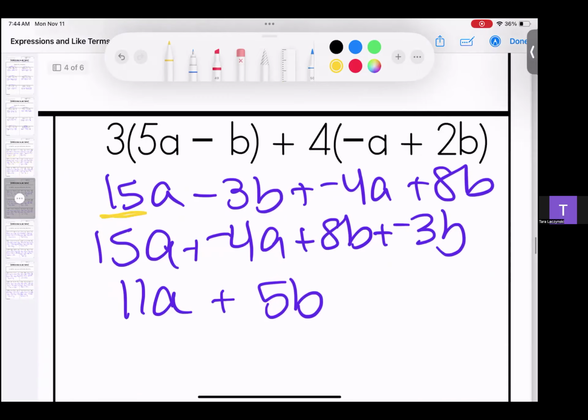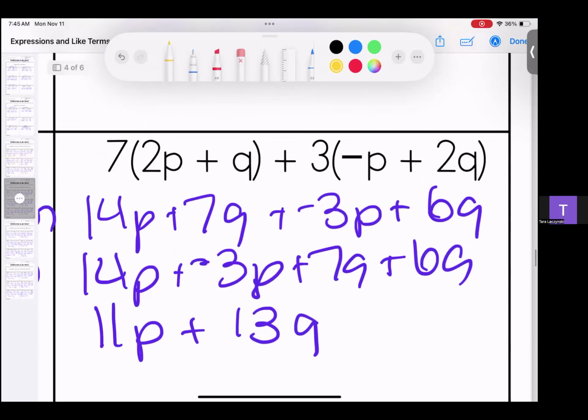3 times 5 is 15. 3 times 1 is 3. 4 times 1 is 4. 4 times 2 is 8. 15a and negative 4a, we subtract them for 11a. 8a minus 3a, we subtract them for 5b. I need to slow my brain down.